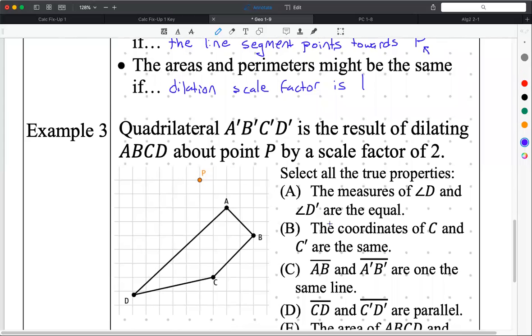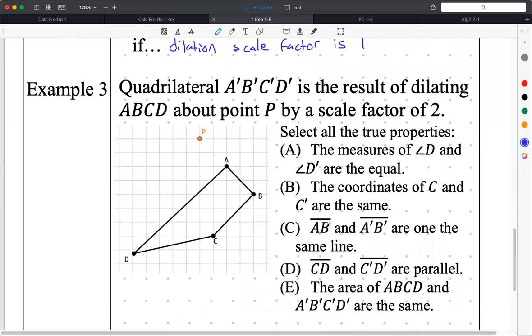If I had more time, it would be fun to play around with that and ask you guys more questions. But let's do example 3 because we have 45 seconds left. Quadrilateral A prime, B prime, C prime is the result of dilating ABC about point P by a scale factor of 2. Which of the following properties are true? Okay, and then you have to go through these one at a time. The measures of angle D and angle D prime are equal. And this is a property of dilation. This has to be true.